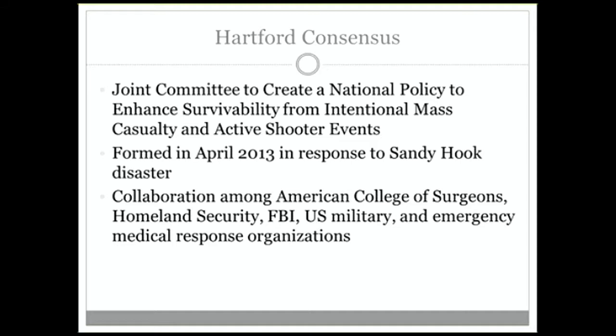After the Sandy Hook shooting in April 2013, there was felt to be a need at the national level for an organized response to these mass casualty events. In the government's infinite wisdom, they formed the Joint Committee to create a national policy to enhance survivability from intentional mass casualty and active shooter events, which fortunately became known as the Hartford Consensus, as the above would not really be particularly useful. This is a widespread collaboration between the American College of Surgeons, particularly the Committee on Trauma, Homeland Security, FBI, U.S. military, and emergency medical response organizations. With the number of active shooter events and also the Boston bombing, it was felt that there was a significant need for bystander education.